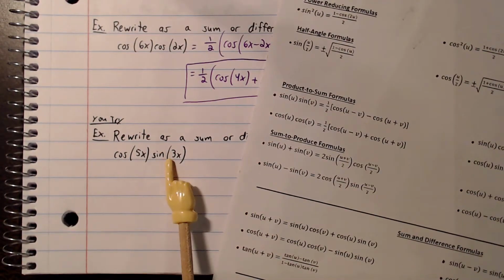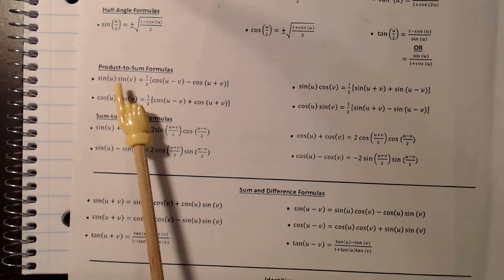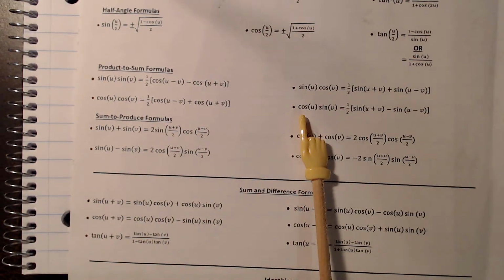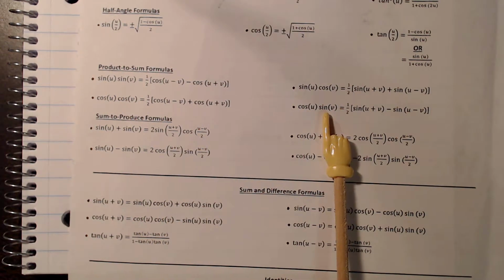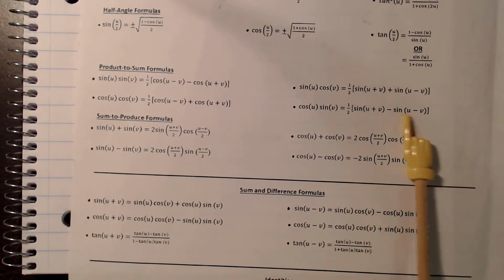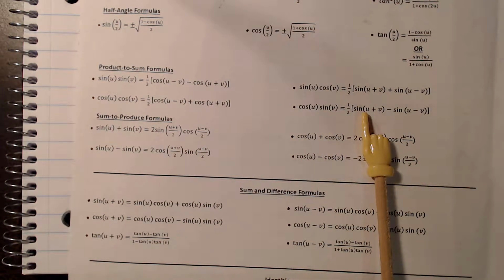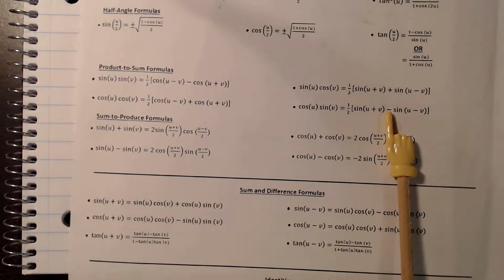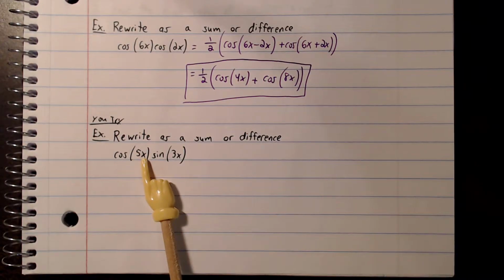Alright, let's check that out. So we had cosine times sine. So when we're looking at these product to sums, we want cosine times sine. So the formula we want is right here. It says 1/2 sine of u plus v minus sine of u minus v. This is u, this is v.